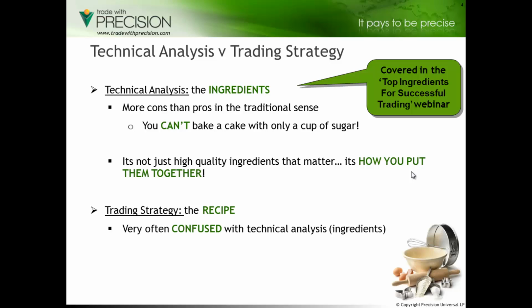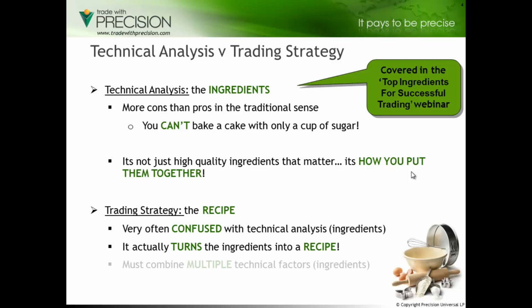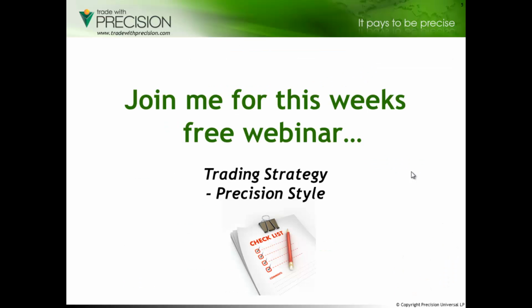Impossible. Equally, people will say, I trade head and shoulders patterns. That's my strategy. Rubbish. You can't make money with head and shoulders patterns. I mean, it could be their strategy, but you can't make money with it any more than you can bake a chocolate cake with a cup of flour. Just not going to happen. We need to take multiple ingredients, combine them together, and turn them into a recipe. That's what a trading strategy is, combining multiple technical analysis ingredients. And it's essential for trading success.